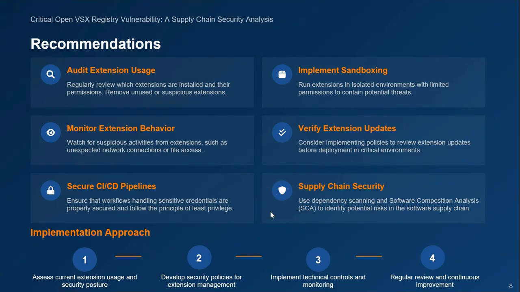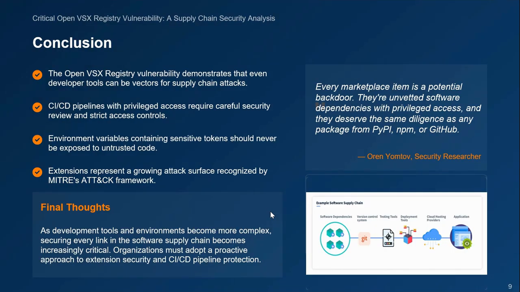The implementation approach should be systematic. Assess current security posture, develop policies, implement technical controls, and maintain continuous monitoring and improvement. In conclusion, the Open VSX registry vulnerability demonstrates that even developer tools can be vectors for supply chain attacks. It reinforces the importance of securing CI/CD pipelines, properly managing environment variables, and recognizing extensions as a growing attack surface.